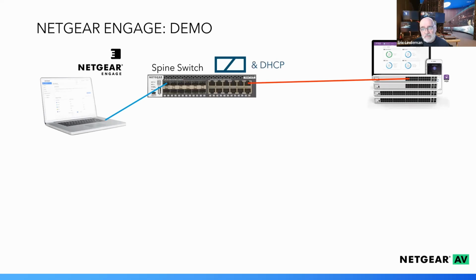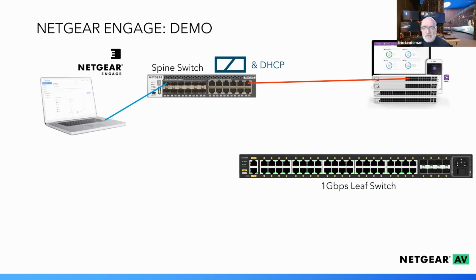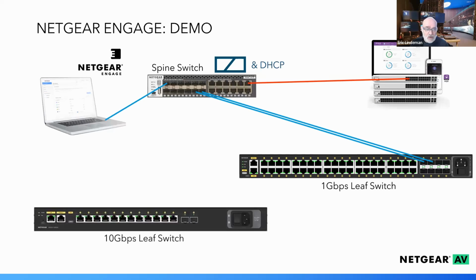Of course, my spine switch is delivering DHCP. And on my spine switch, I'm going to connect a 1 gigabit leaf switch with a lot of audio appliances. And the other switch is a 10 gigabit leaf switch for video. We're also going to hook up over 10 gigabit on the fiber port. So far, so good.